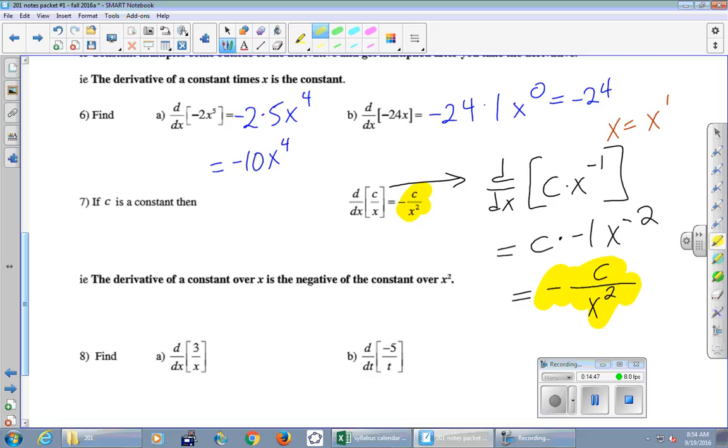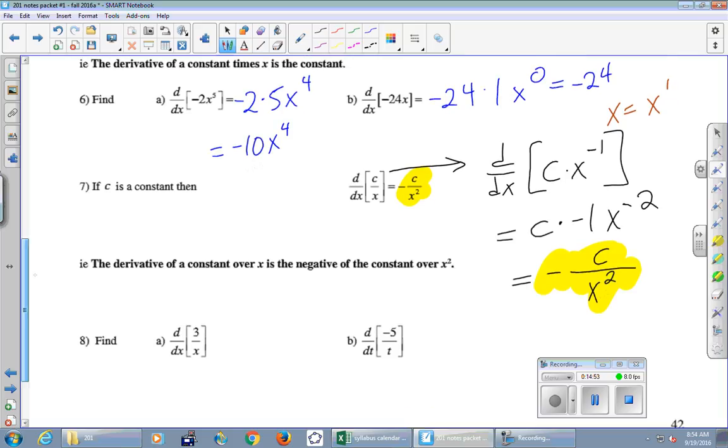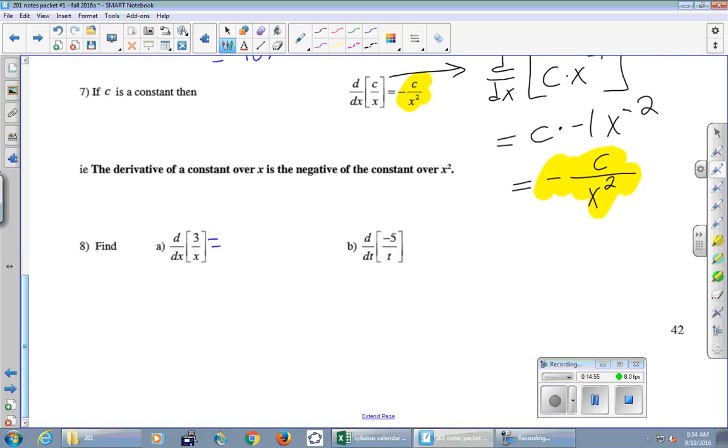So let's use our time saver in number 8, which says find the derivative of 3 over x. So 3 over x. Remember, it's always negative the constant over x squared. So what do we get? Negative 3 over x squared. That's it.